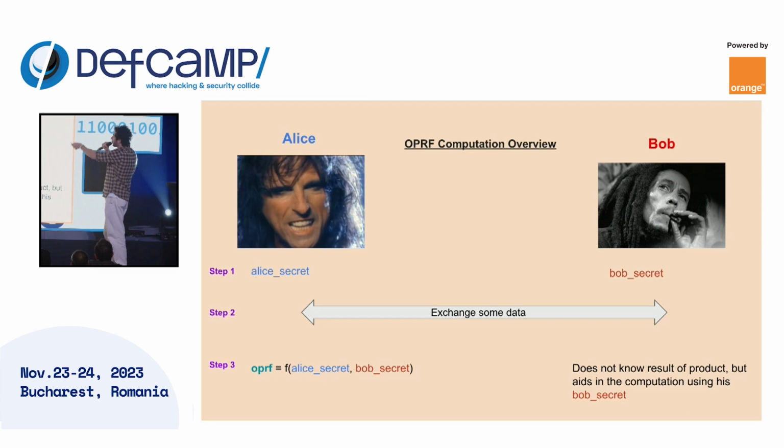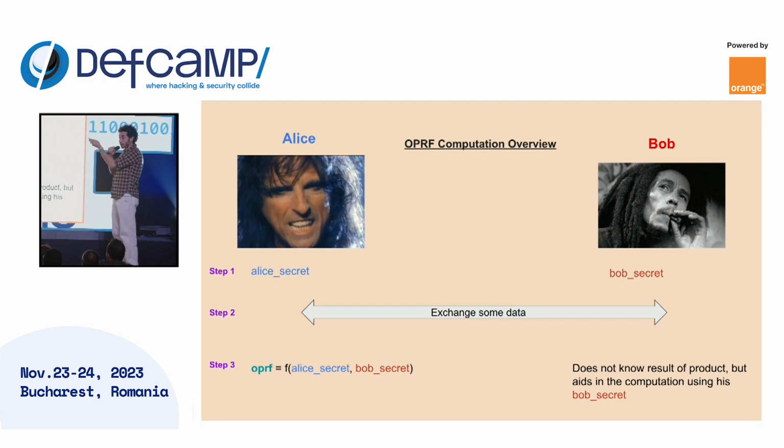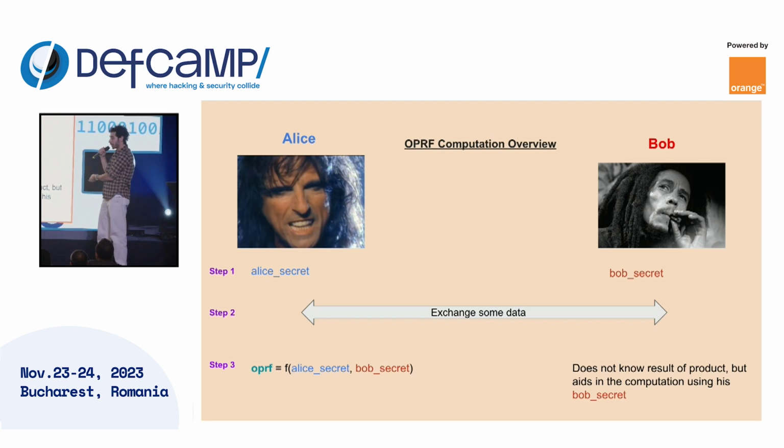They exchange some information in here, and then at one point, Alice will have a function of both his secret and Bob's secret, and that will be the resultant number, which is the OPRF. And the nice thing about it, and here's where the cryptography magic happens, Bob does not know the result of the computation, but he helped in the computation through his own number.